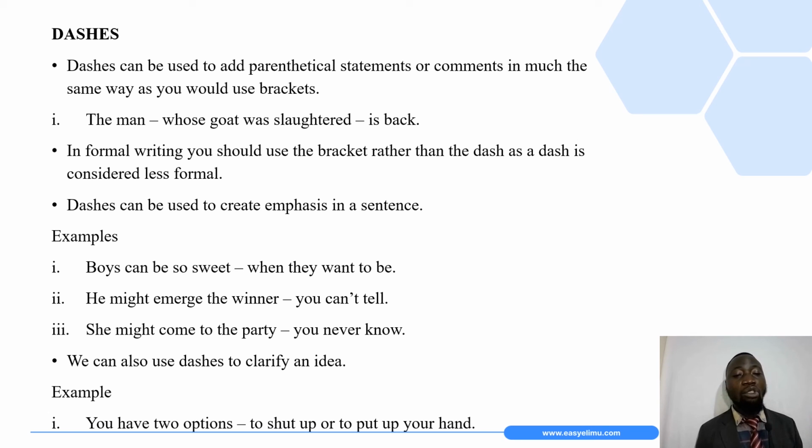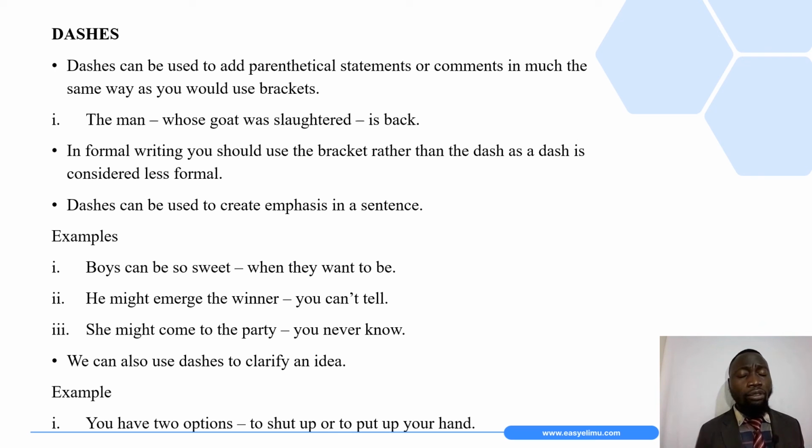Dashes can also be used to create emphasis in a sentence. When they are used to create emphasis, they give extra detail or extra information about whatever has been talked about in a sentence. There are a number of examples here. Boys can be so sweet, dash, when they want to be. Another one is: he might emerge the winner, dash, you can't tell. Then another sentence: she might come to the party, dash, you never know.